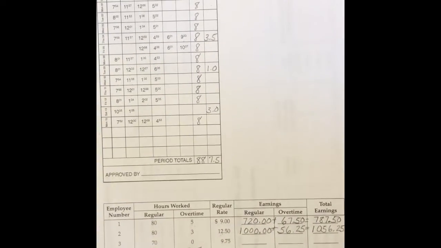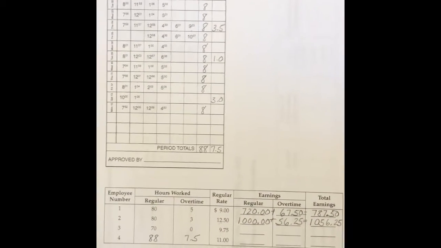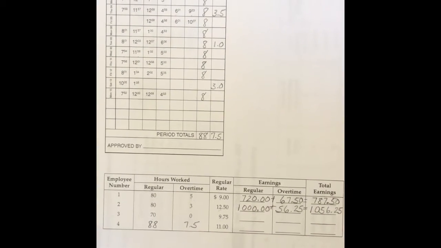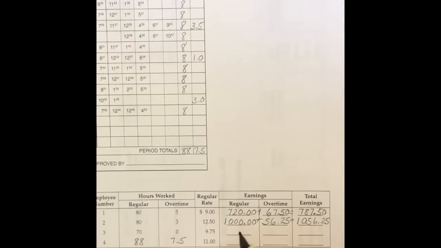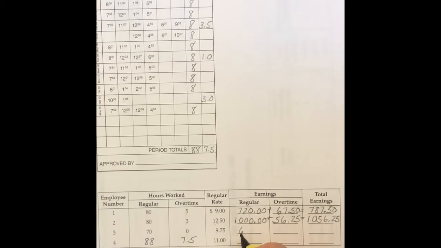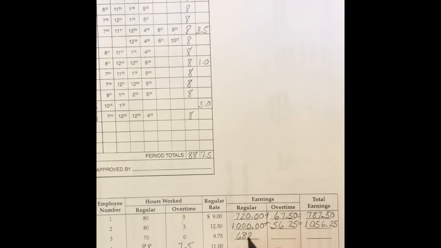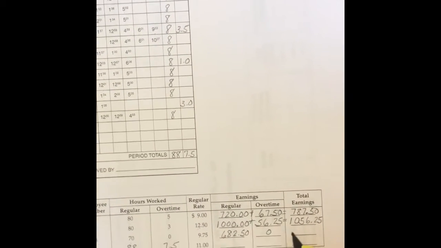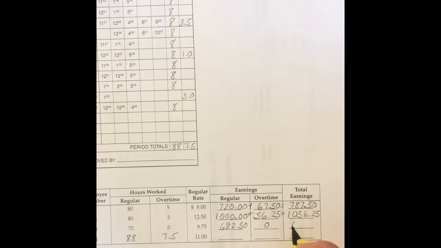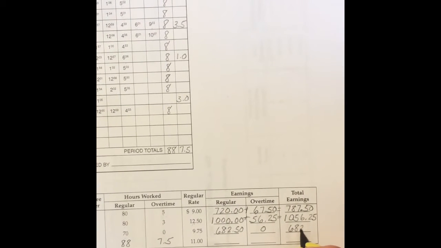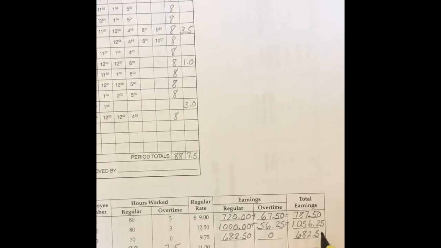Employee number 3 worked 70 hours and they're making $9.75 per hour. So working 70 hours times $9.75 equals $682.50. They worked no overtime, and so $682.50 is their total earnings.